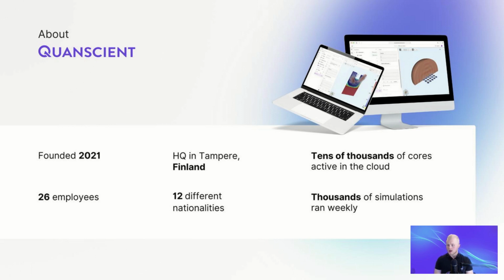So, about Quanscient. We were founded in 2021, and we are headquartered here in Tampere, Finland. Currently, we're at 26 employees strong, rapidly growing, and that includes 12 different nationalities. And yes, there are tens of thousands of cores active in the cloud and thousands of simulations running weekly.